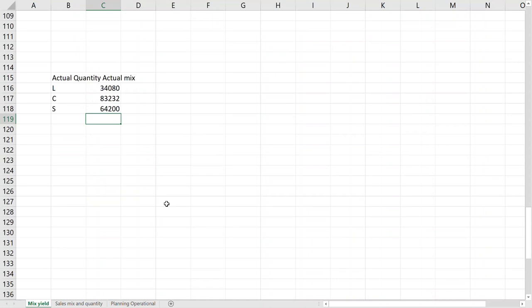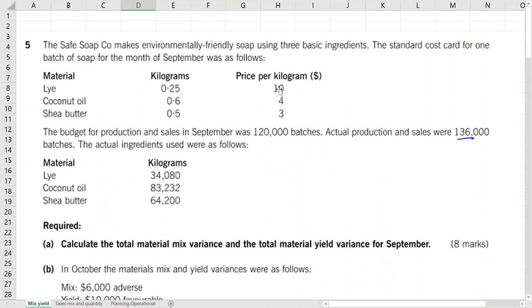Now, how much would it cost us? Yeah, remember, if there is actual price given and standard price given, which one would you use? This is standard price, yeah? This price is standard. What if the actual price is different? They didn't give us actual price. But let's say they give us actual price. The actual price is, let's say, $9, $5, $4. Which one would you use? Actual or standard?